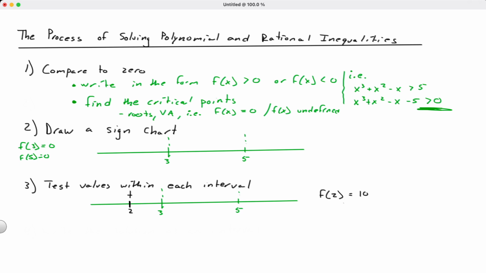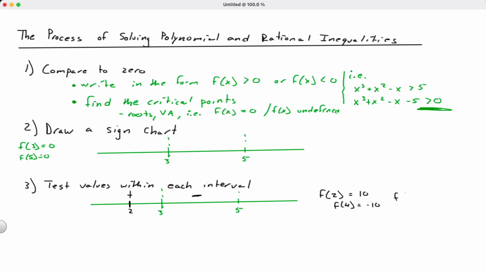Maybe then we plug in something in our next interval between these two critical points, maybe something like 4. If we found that to be a value like negative 10, well, that's going to tell us that everything in this region here is negative, right? It has to be everything, because otherwise there would be some other point in here where our function switches signs, some other critical point.